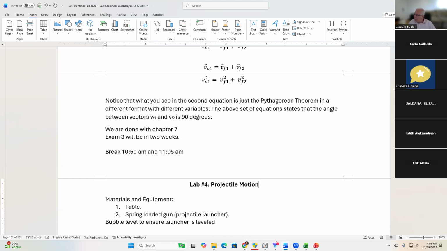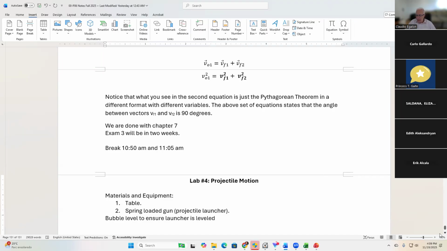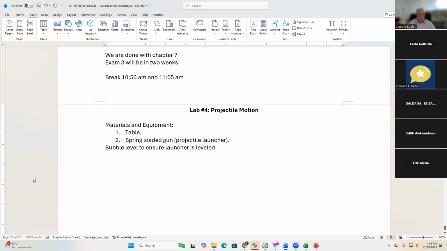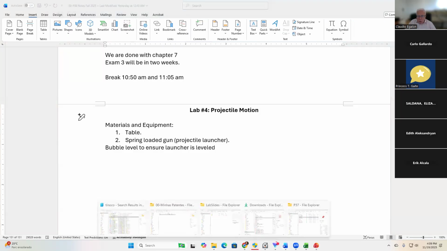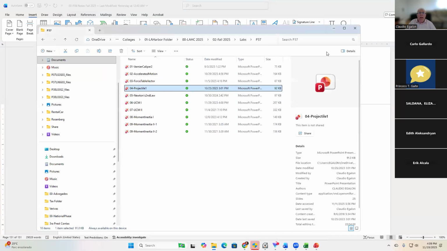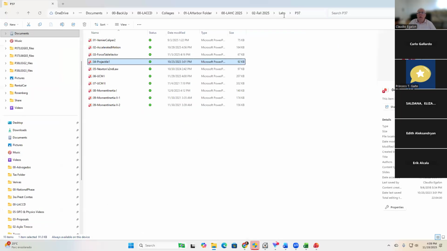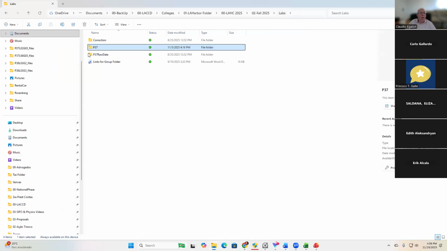We do this experiment in the lab, and here is what we're going to do. I'm going to walk you through step by step how we perform the experiment in the classroom. But first, let me upload the spreadsheet for the lab.